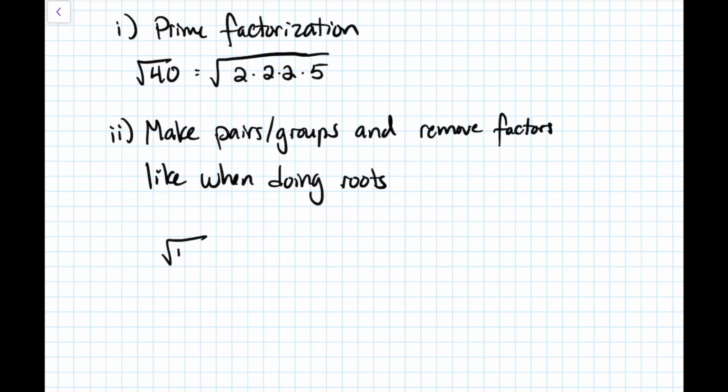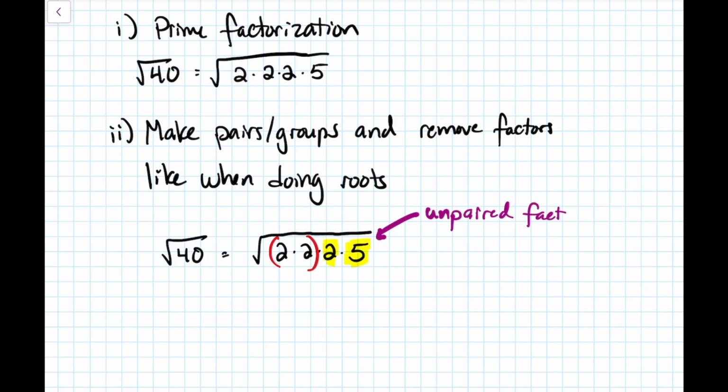So if, like we are here, let's say we're doing the square root of 40. Again, that's 3 2s and a 5. So if we make pairs, we can make a pair of 2s, but you probably see, hopefully, that we have some stuff that doesn't fit into a pair. So we've got a 2 and we've got a 5, and neither of those has something to pair with. So these unpaired factors are going to stay put. They're left inside the root.